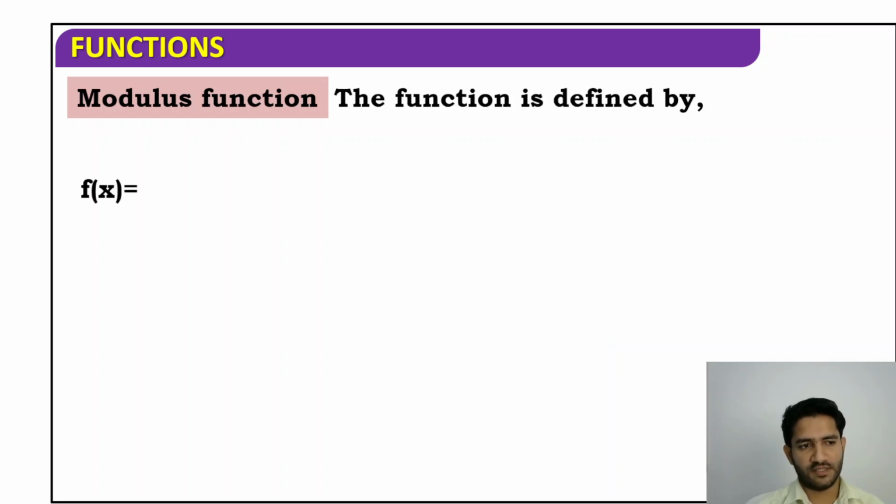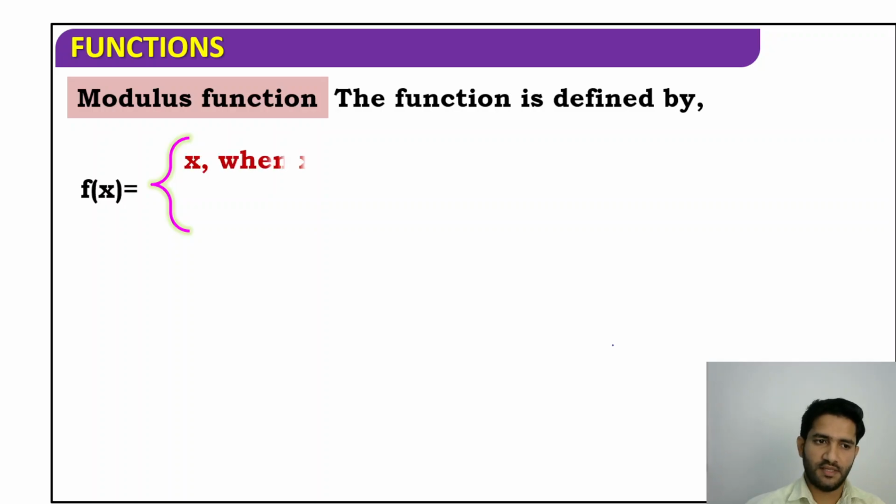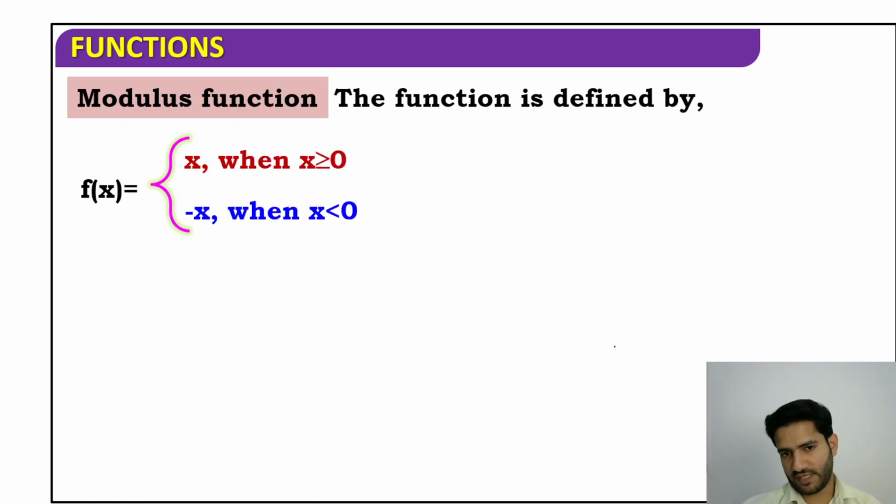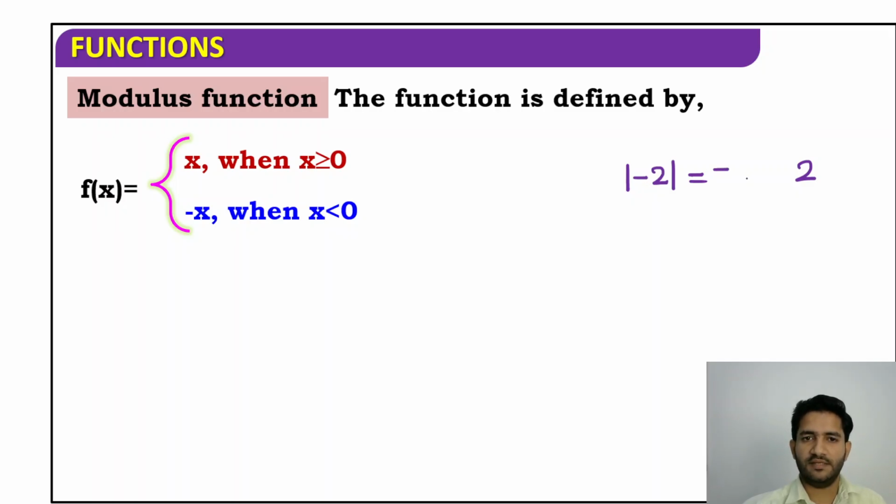Modulus we denote with mod x. Here the definition of mod x is x when x is positive, and minus x if x is negative. For example, we can consider the modulus of -2. What is the modulus of -2? We know that it is 2. But how can we define it? That means -2 is a negative number, so you multiply with a negative. So the negative of -2 is +2.